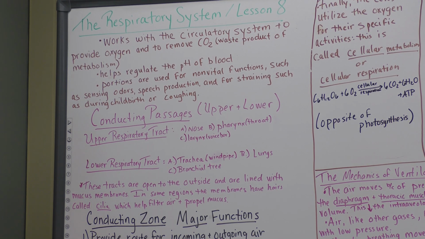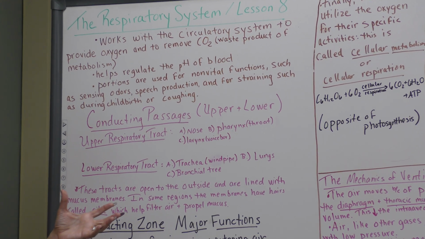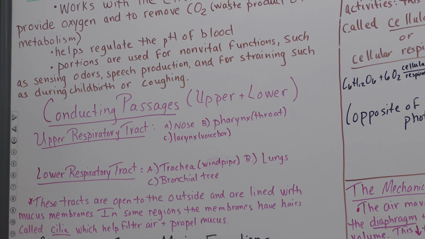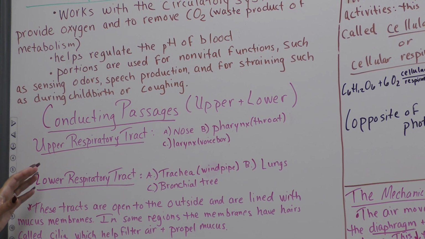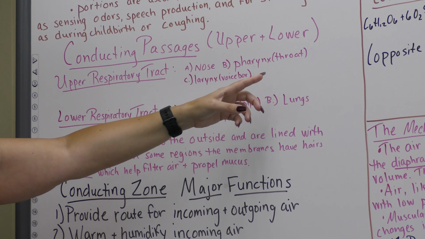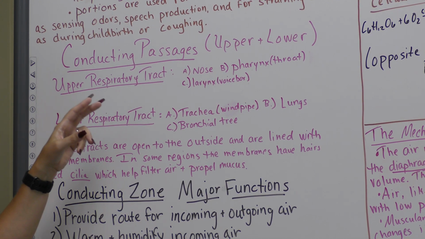And portions of it are used for non-vital functions. Things like sensing odors or producing speech or straining during labor pains or coughing. Those things are part of your respiratory system, part of the functions. We're going to look at 2 conducting passages. They're divided in between the lower and the upper conducting passages. And we're going to call them the respiratory tracts.